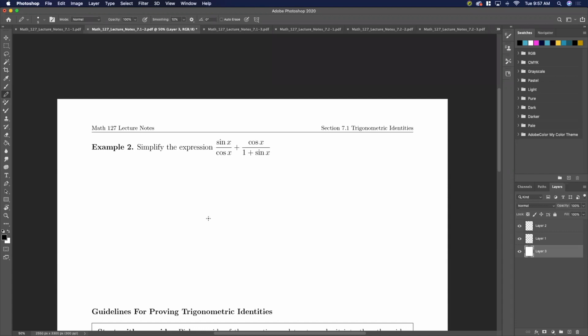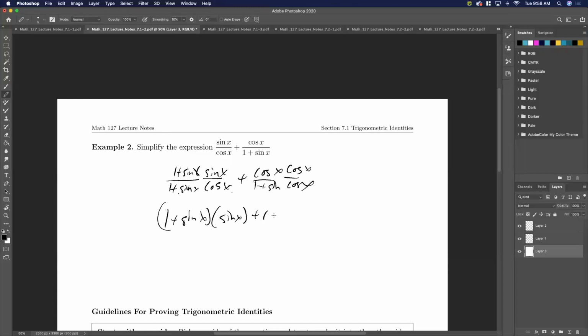In order to do that, I'm going to have to multiply this by 1 plus sine of x, so I'll have 1 plus sine of x on top and bottom. Then for the other one, I'm going to have to do cosine of x over cosine of x. Since we have the same bottoms, we can add them up. So I'll have 1 plus sine of x times sine of x plus cosine squared x all over 1 plus sine of x times cosine x.